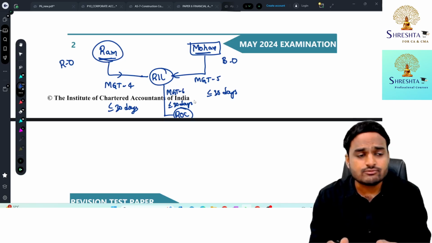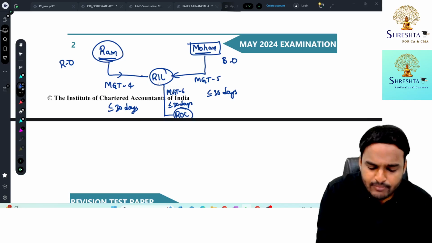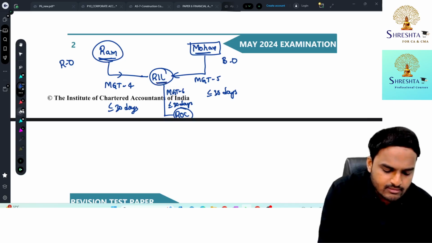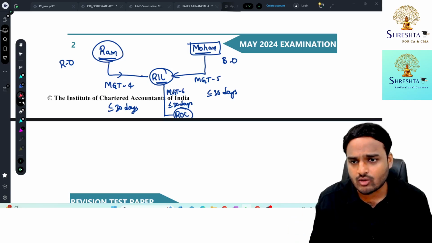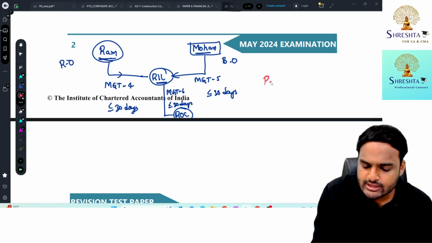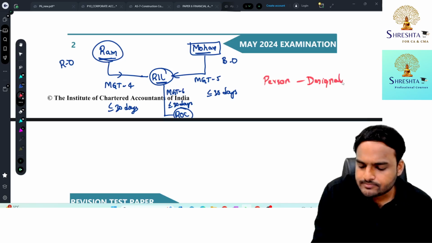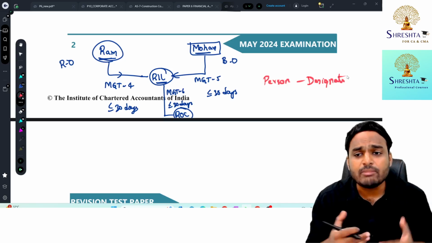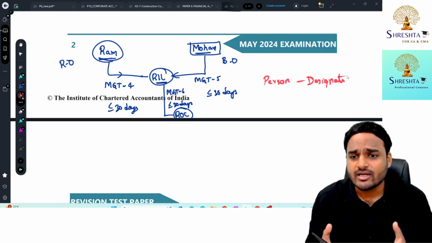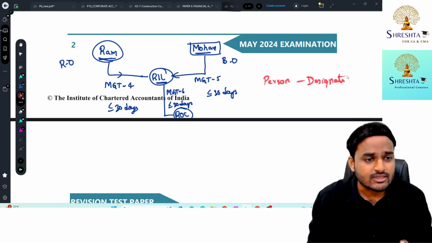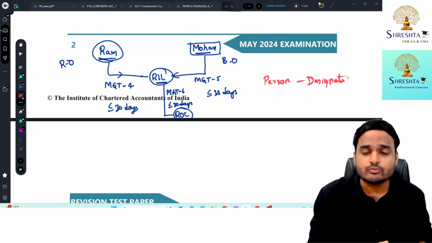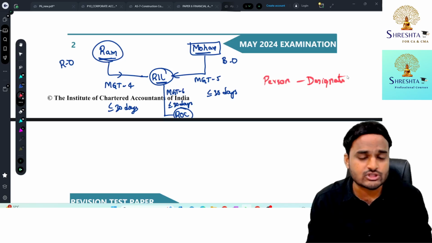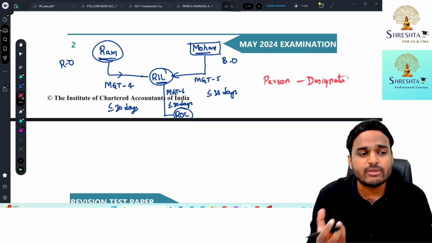Now the new provisions which were inserted: the company must designate someone to communicate this information to the ROC. The company has to designate someone to communicate the same matter to the ROC. Now who can be designated? Who can be named so that the person will be held responsible for communicating matters related to beneficial ownership and significant beneficial ownership to the ROC?